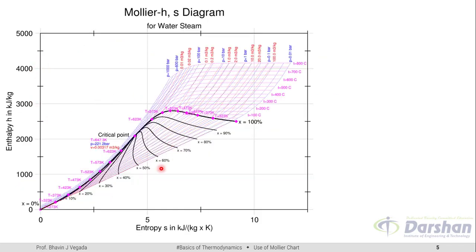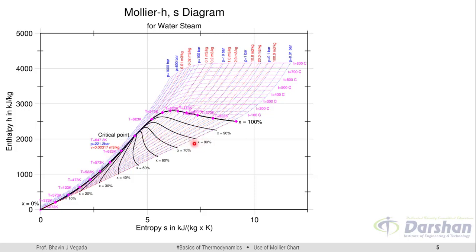Now this is the actual Mollier chart. Here in this Mollier chart, these blue lines indicate the constant pressure lines. These red lines indicate the constant specific volume lines. These pink lines indicate the constant temperature lines in the superheated region, and these dark black lines in the wet region indicate the constant dryness fraction lines.